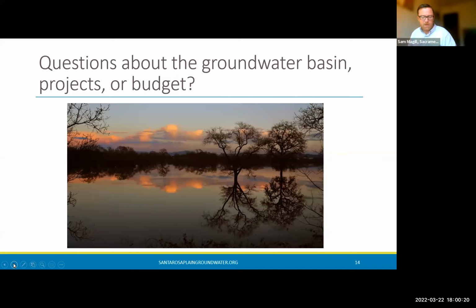Great, thank you, Marcus. And let's see, another question. How does growth in the Santa Rosa Plain impact the GSP and the amount of fees charged? A number of users have pointed out that more building reduces the available water for current well owners.